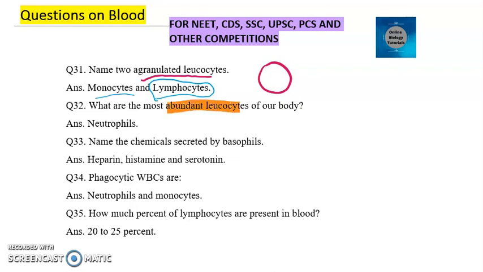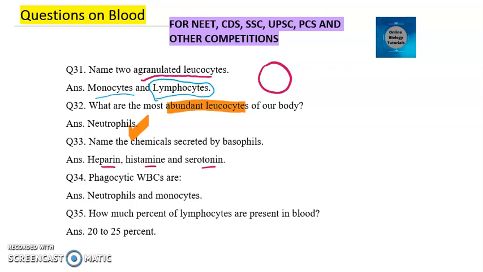So we are moving to question number 32, which is the most abundant leukocyte. Abundant means the one which is present in highest number. So the answer is neutrophils. Next question is question number 33. Name the chemicals which are secreted by basophils. So these are heparin, histamine and serotonin. So you need to learn all the three options, right? Might be in your MCQ, you may get them as option A heparin, option B histamine, option C serotonin and D all of the above. So it will be helpful to you.